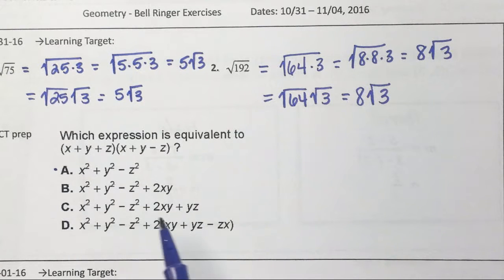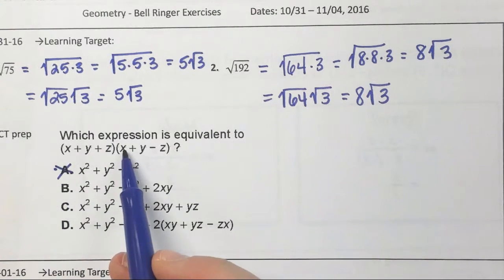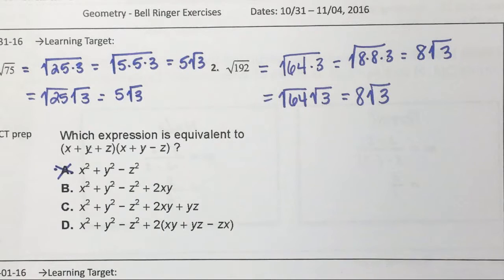Look at all the other answer choices. Don't they all have the number 2 in them? So if I'm going to eliminate an answer choice, I'm actually going to eliminate A. It's not A. Now, how did you pick A? You did x times x and got x squared. Y times y and got y squared. Z times negative z and got negative z squared. But that's not how the distributive property works.